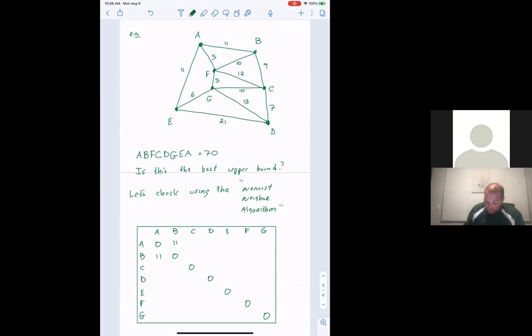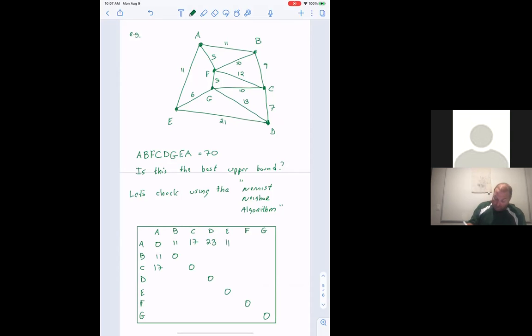A to C. Well, there's a few routes from A to C. If I go A, B, C, that's 20. But if I go A, F, C, that's 17. In my inspection, I don't really see anything better than 17. A to D. So let's see, we already have 17. If I go straight down, that's 24. But if I go A, F, G, D, that's 23. And that looks like that's the least for AD.